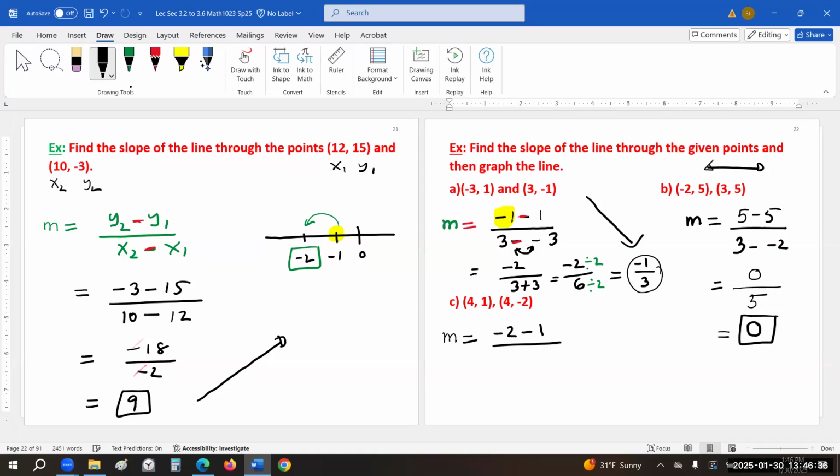-2 minus 1. 4 minus 4. So 4 minus 4 we know 0. And what do you have on the top? -3. And now I see many of you wrote this is 0.